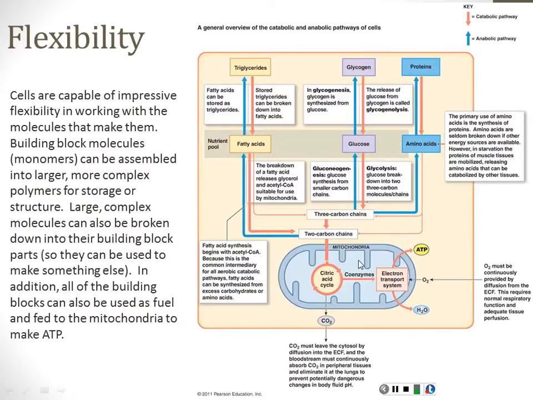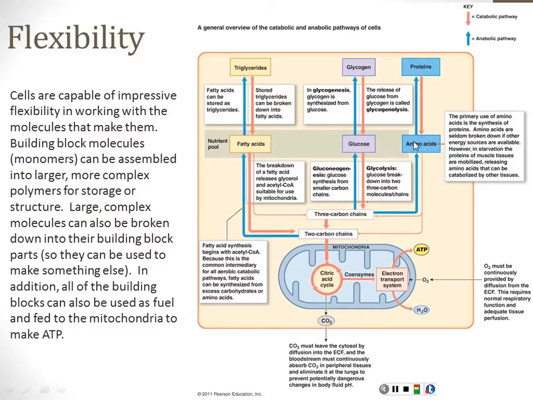So I like this picture because it shows how each cell in our body, and this is supposed to be a representative cell, can actually do some pretty remarkable biochemistry that's very, very useful. Here's that nutrient pool that I keep talking about: fatty acids, glucose, and amino acids. Anabolism is in blue, catabolism is in red.